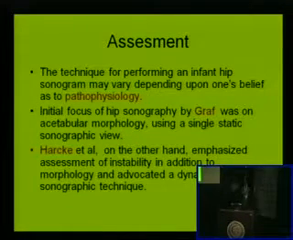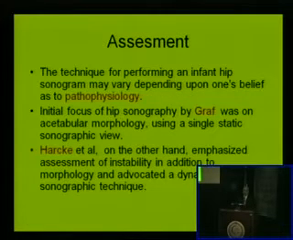The technique for performing an infant hip sonogram may vary depending upon one's belief as to pathophysiology. Initially, the focus was by Graf, who was an Austrian radiologist. He insisted on the acetabular morphology and therefore developed different static sonographic views and different angles for evaluation of the pediatric hip. That was Graf, the Austrian radiologist. Harke, who was American, on the other hand, emphasized assessment of instability of the joint in addition to the morphology and advocated a dynamic sonographic technique.